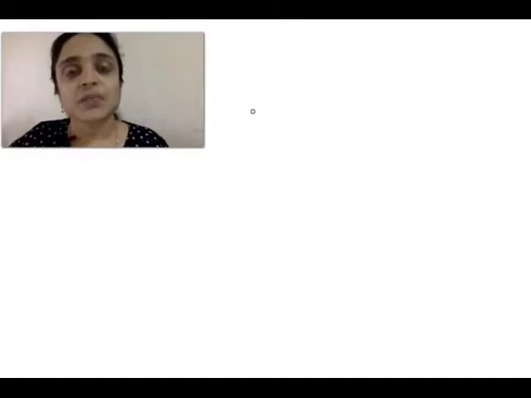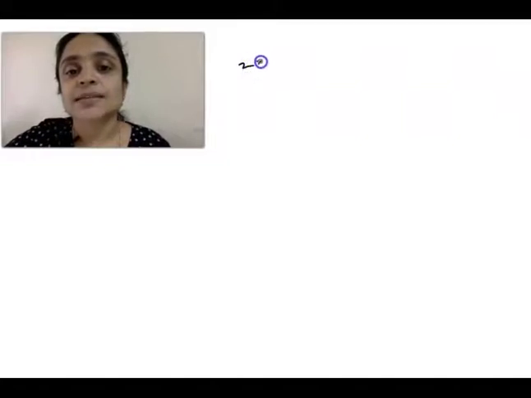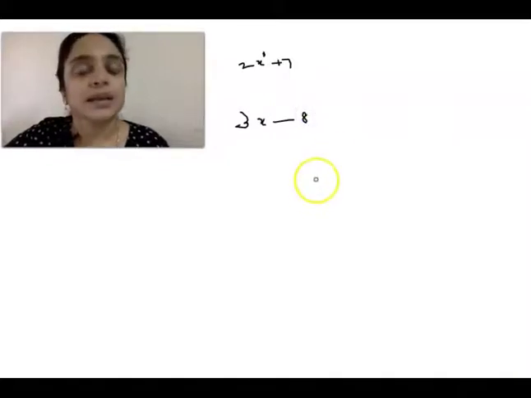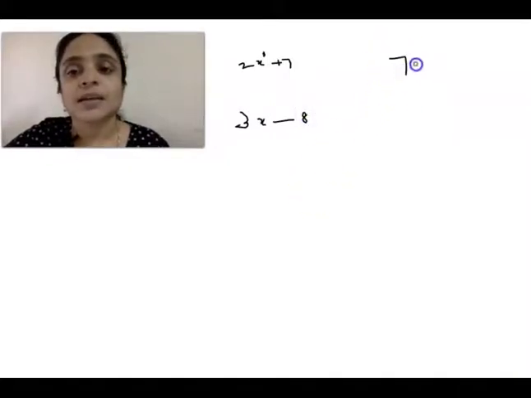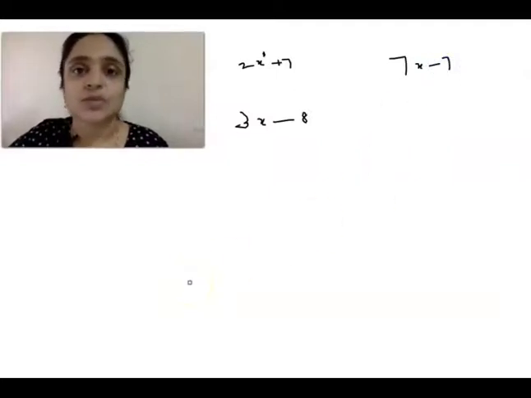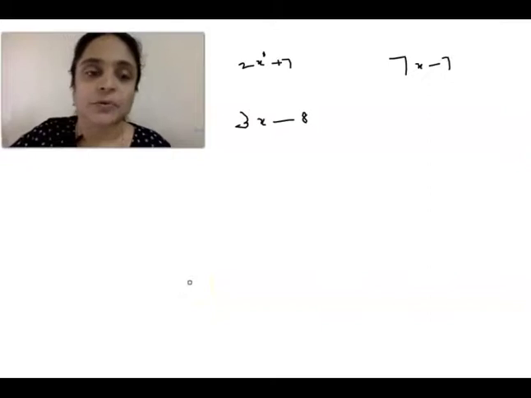Polynomials having degree 1 are called linear polynomials. So, let us have some examples. 2x plus 7. This is a linear polynomial. This is of degree 1. 3x minus 8 is also a linear polynomial. 7x minus 7 is a linear polynomial. So these are some examples of linear polynomials.